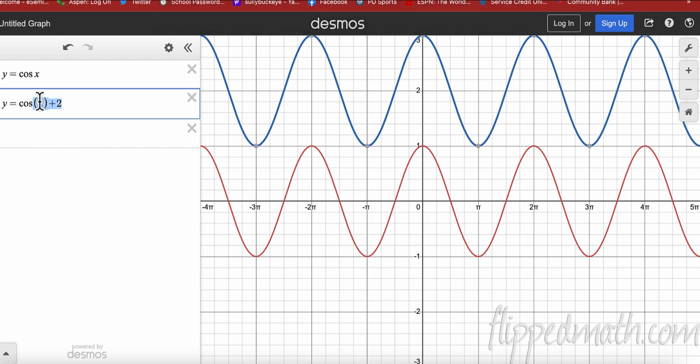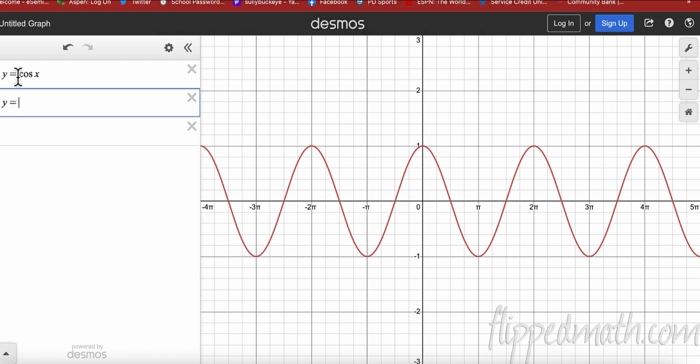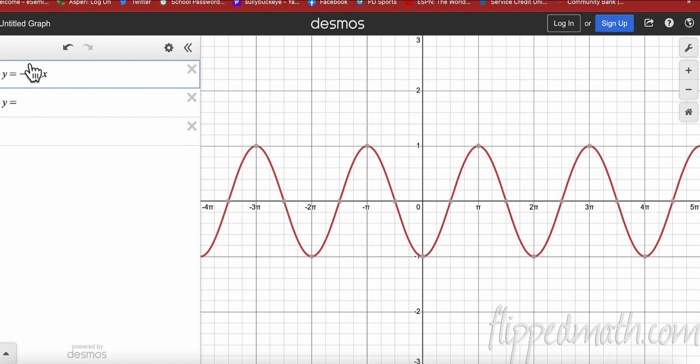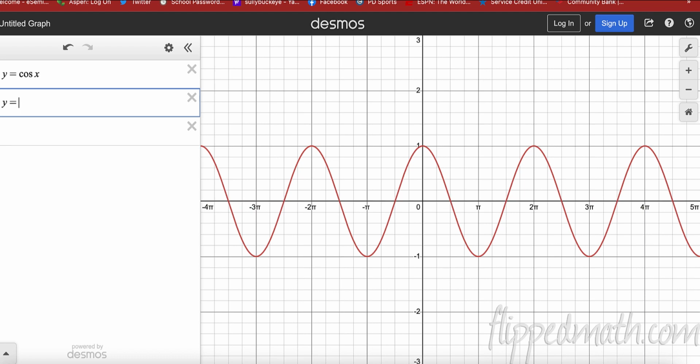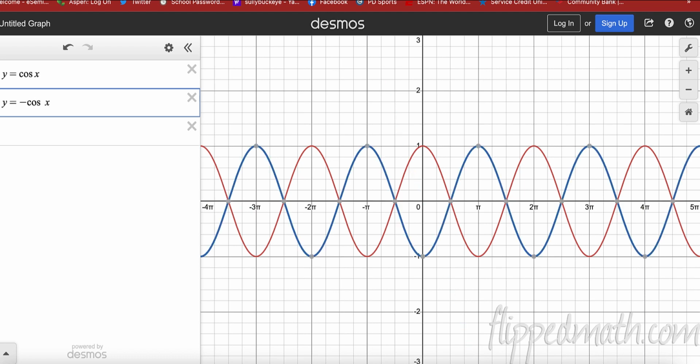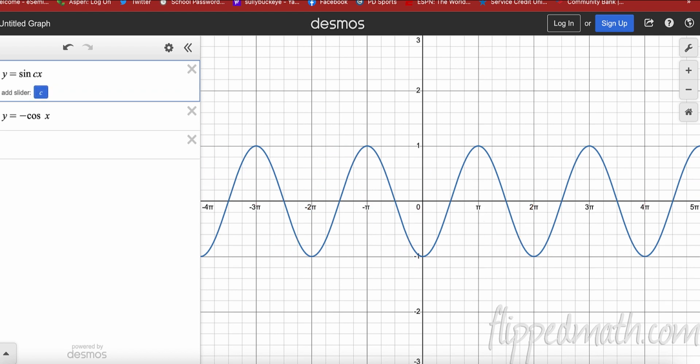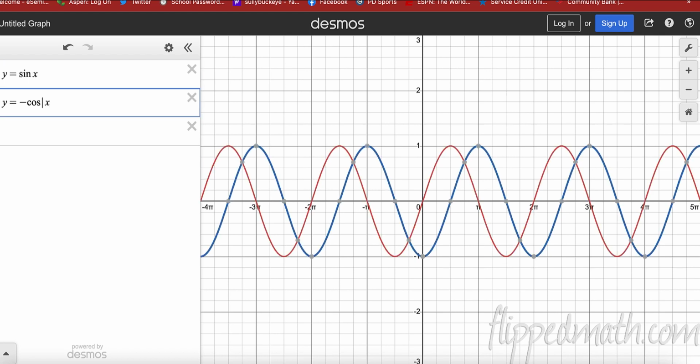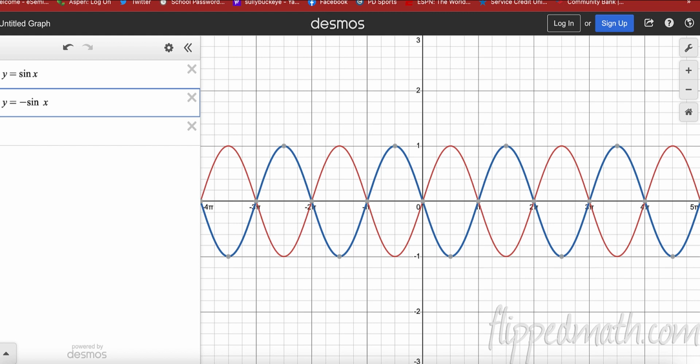All right, so let's do cosine. If I have cosine of x and I make it a negative, what happens? It's like a mirror image, right? The amplitude drops, it's exactly the mirror image of it. So that's kind of exactly what I would think would happen. Let's see what about sine. Sine's the same thing. So it's a mirror image.